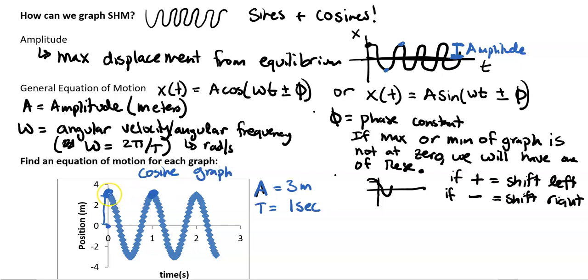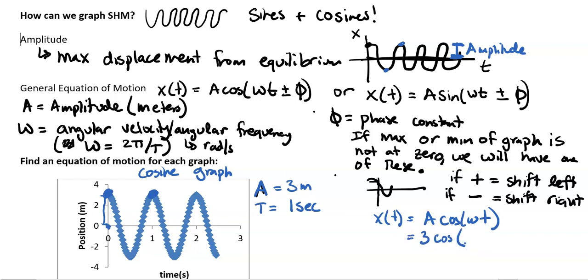Again, at t equals 0, if the position is at 0, then it would be a sine graph. The max or min is at the initial starting position, so we know we do not need a phase constant. So we're going to use as our equation of motion x of t equals A cosine omega t. Now we just need to plug things in. The variables in this case are x and t. So we know A is going to be 3.